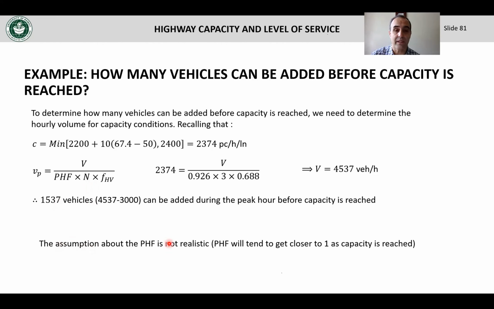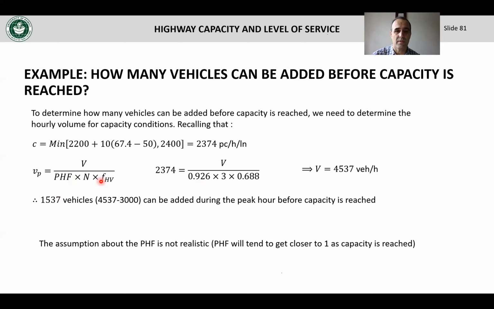First, I have written here that the assumption about the peak hour factor is not realistic. The closer you get to capacity, the variations in the demand become smaller. So the demand becomes typically more uniform. So it's unlikely that the peak hour factor will stay at the value that you have. Okay, so that's one of the problems with this.